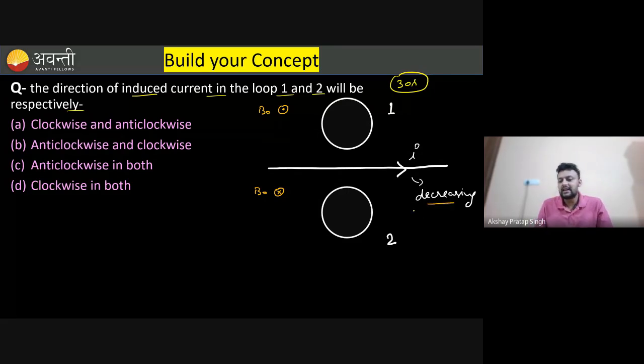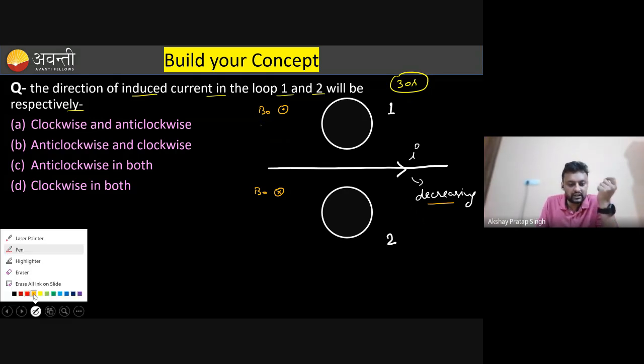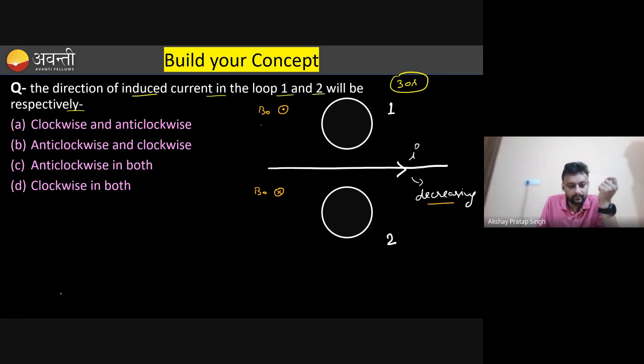Now again, current is decreasing. That means flux will be decreasing. Your task is to support it. Support it means you need to support the magnetic field. So the new magnetic field, if I change the color of the pen, should also be in the same direction to support it. That means into the plane here, and here it is outward to the plane.